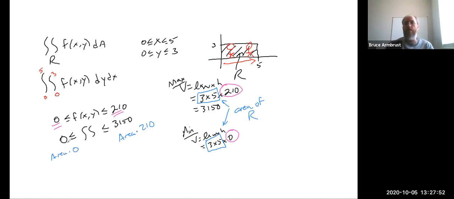So if we'd been told that the minimum for this function in that entire region was, say, 10, then I would have taken 10 times that 15 and known that the actual value of this integral is somewhere between 3150 and 150. Or if I was told the maximum value was 90, then I would have taken 90 times that area, and that would have gotten me a different max.